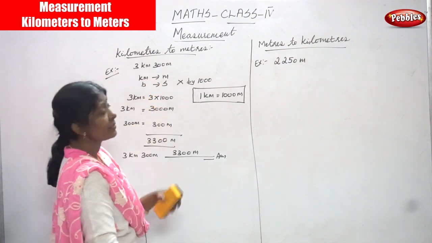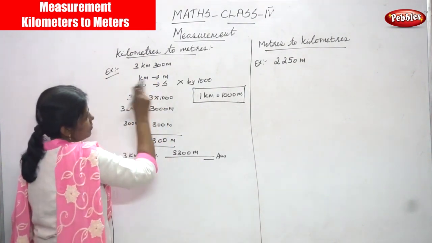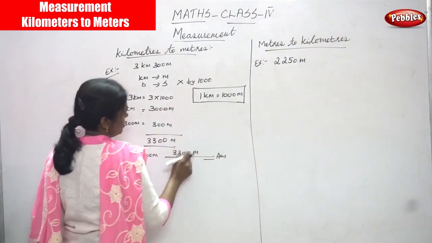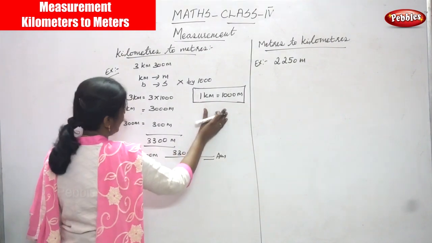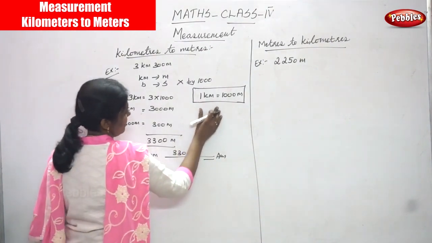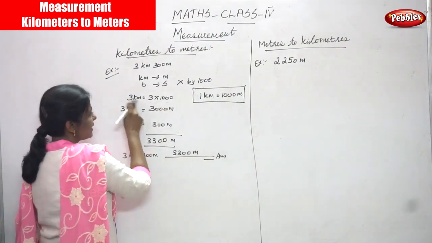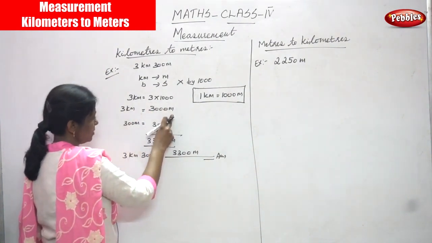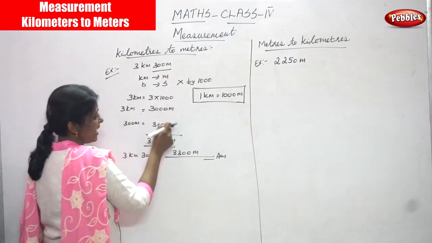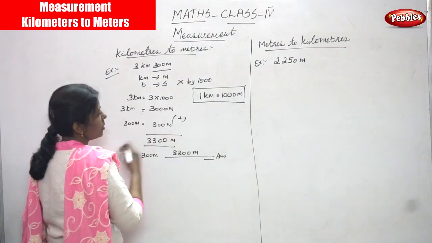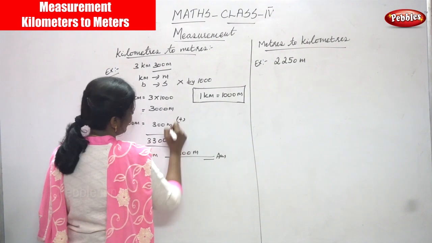So 3 kilometer 300 meter. Kilometer is converted into meter, bigger unit to smaller unit, so multiply by 1000, because 1 kilometer is equal to 1000 meters. This is the formula. You have to write it for each and every sum. So 3 kilometers is equal to 3 into 1000, that means 3 kilometers converts into 3000 meter. Already 300 meter is given in the question, so you must add 300 meter with this.